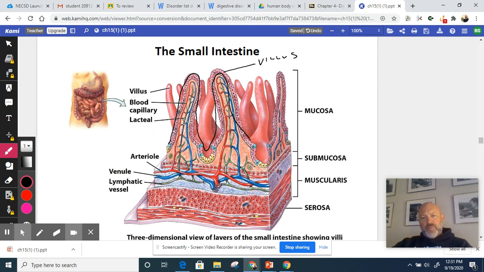And what do we see? Well, making up the sides, the walls of the villus, we see these specialized cells called columnar epithelial cells. And just deep to them, we see blood vessels that make up capillary beds that enter into the body of the villus. So as nutrients are passing by, those nutrients get absorbed through the columnar epithelial cells, and those nutrients are introduced into the blood. And then the blood will leave carrying those nutrients away.